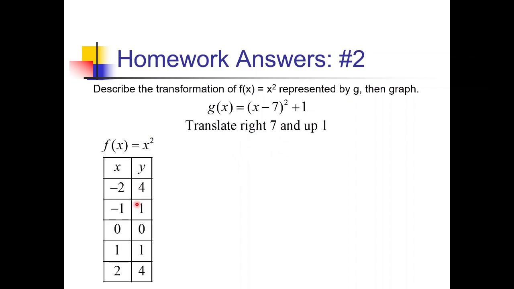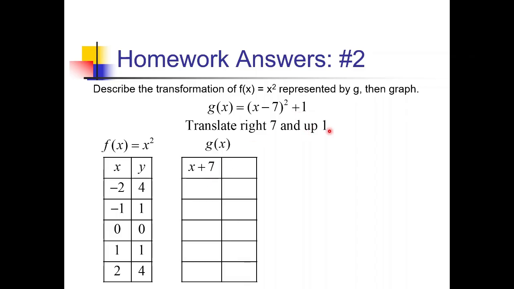So here's our parent table again, all the points we used on the last problem. And now for the g function, the new rules we're using, right 7 means we have to do x plus 7, and up 1 means we need to do y plus 1. So that's what I'll actually do to all these x and y values. We've got negative 2 plus 7 is 5, negative 1 plus 7 is 6, 0 plus 7 is 7, then we have 8, and 2 plus 7 gives us 9. Now we have to add 1 to all the y values, so 4 becomes 5, 1 becomes 2, 0 becomes 1, and then the next two are just going to be 2 and 5 again because it's the same values we had earlier.